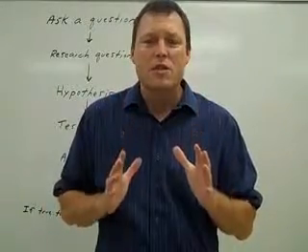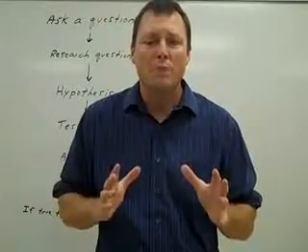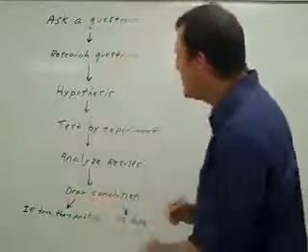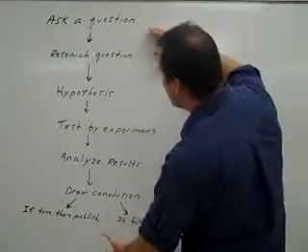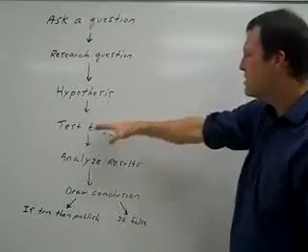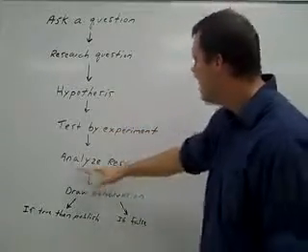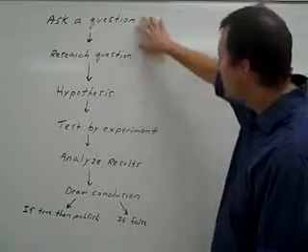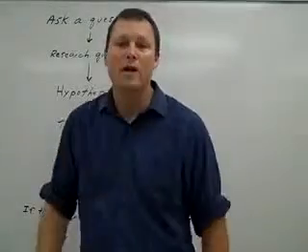What scientists use as their major tool is a process called the scientific method. And the scientific method looks something like this. Ask a question, research the question, hypothesis, test by experiment, analyze results, and draw conclusion. Now let's go ahead and start with ask a question.